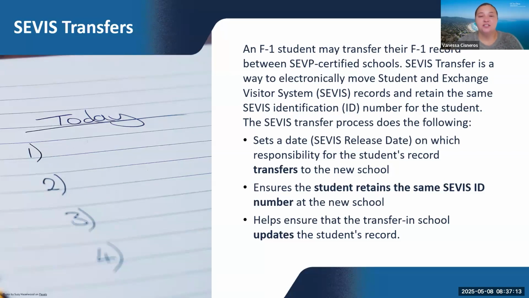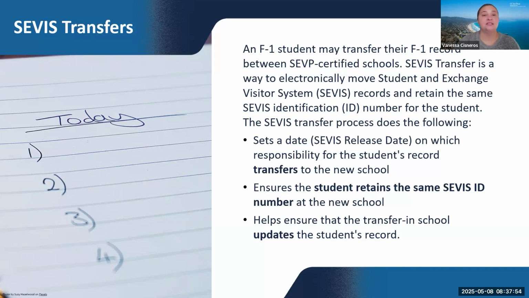Let's get started by first understanding what is a SEVIS transfer. An F1 student may be eligible to transfer their F1 record between Student and Exchange Visitor Program, SEVP certified schools. And this refers to institutions who host F1 international students. The SEVIS transfer process is a way to electronically move an F1 SEVIS record from one school to another, while retaining the same SEVIS ID. The SEVIS ID is listed at the top of your Form I-20.